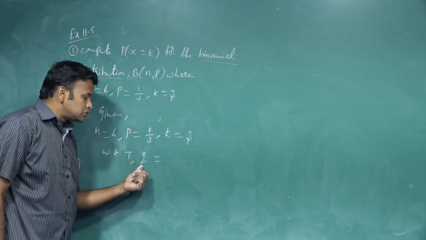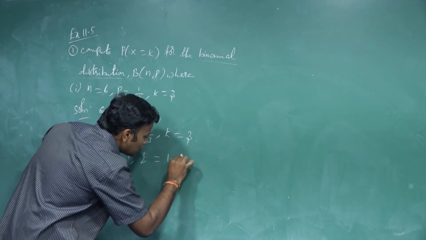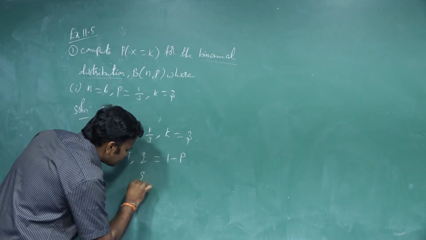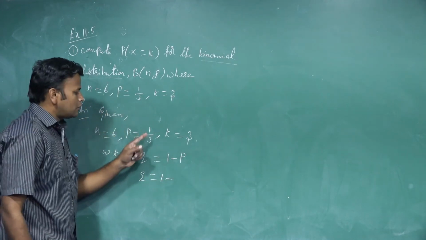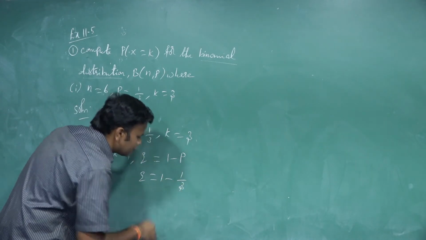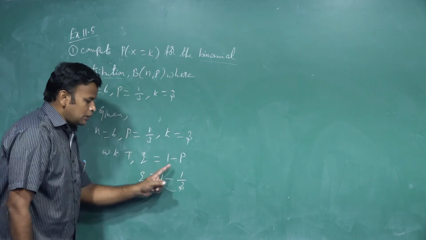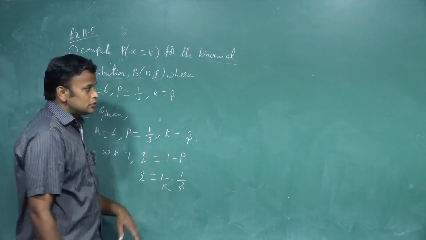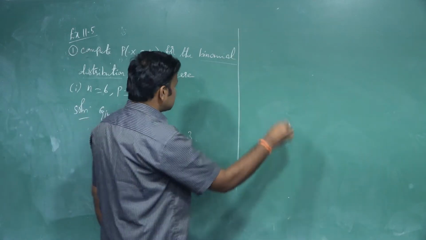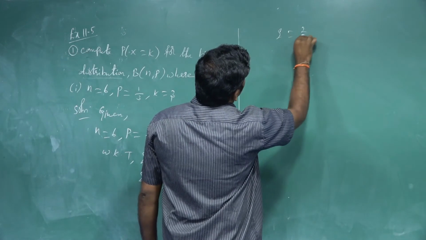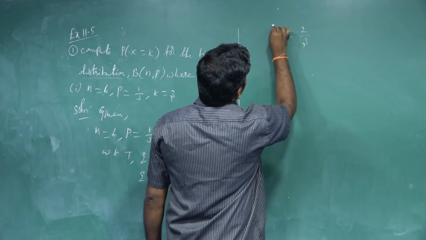In binomial distribution, the formula for q is 1 minus p. The value of p is 1 by 3, so 1 minus 1 by 3. We cross multiply. We get 3 minus 1 is 2 by 3. So the value of q is 2 by 3.